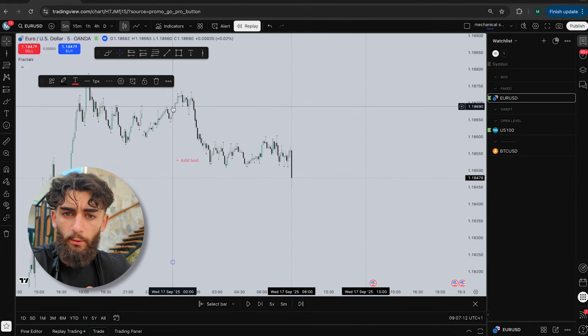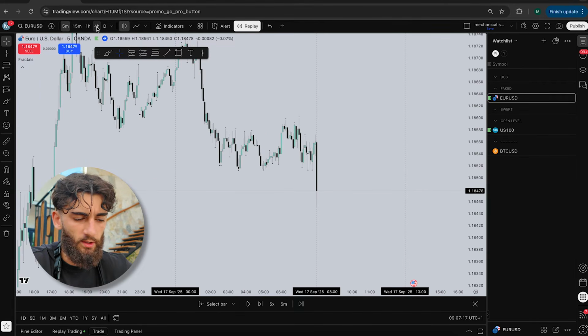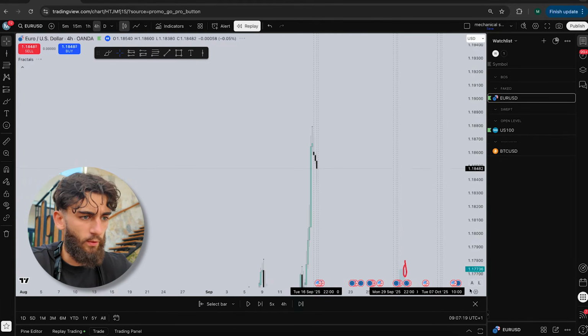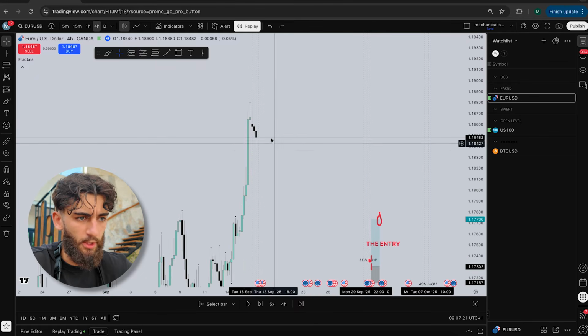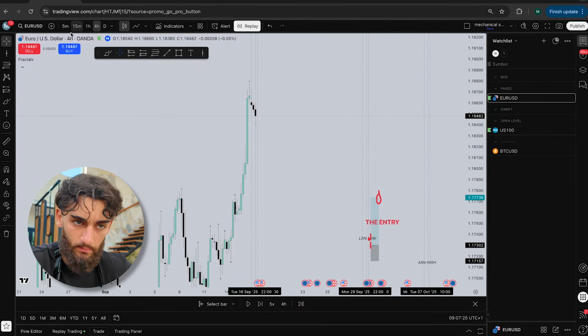I'm going to go through one more bullish example for you and then I'll get a bearish one. So we've marked out our session times. We'll go onto the 4-hour time frame. We'll find the most recent break of structure. No BOS here. BOS here to the upside.